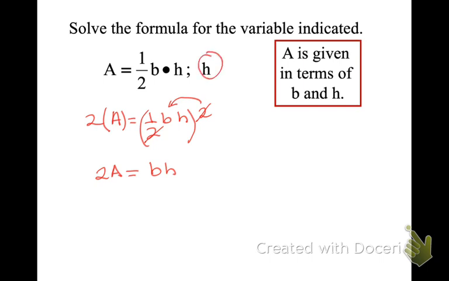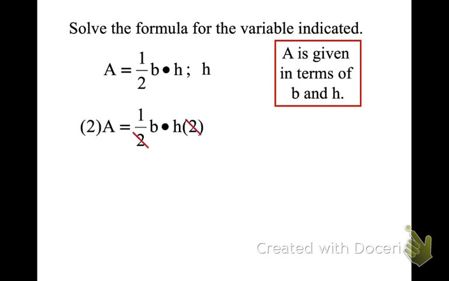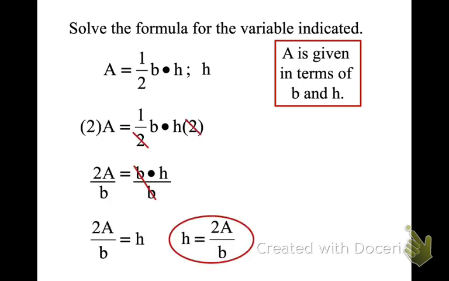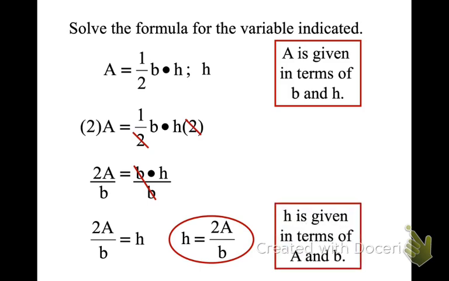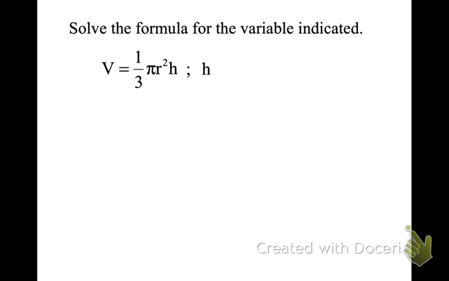Now we want to get H. So what would we do? Since this means multiplication, we are going to divide by little b. H equals 2A over little b. Now H is given in terms of A and B. All right, pause that if you want to, or go back and pause it. Does anybody know what this formula is? This is the area of a triangle. Okay, next formula, anybody know?